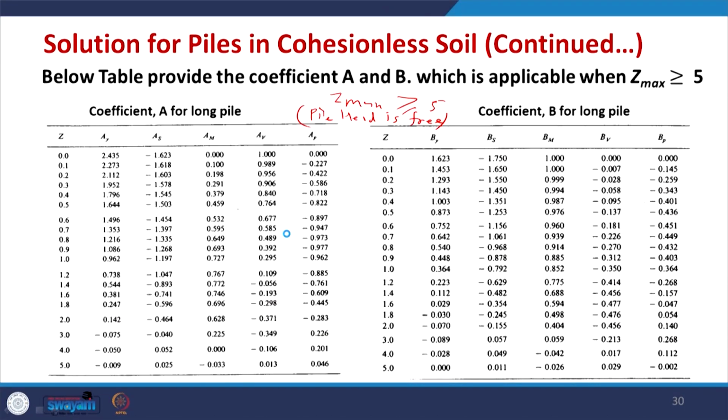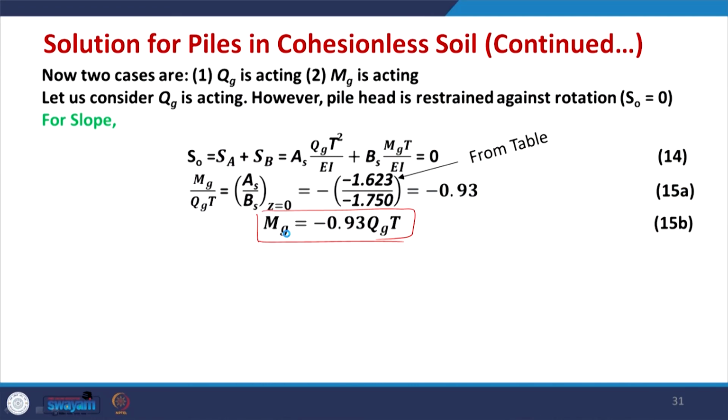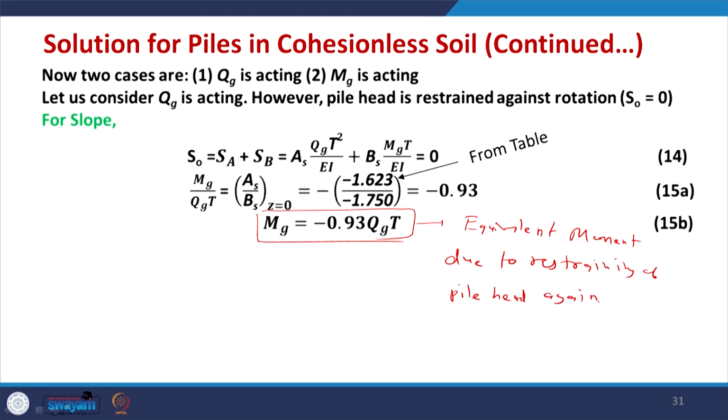In that case we can use the same tables, both table 1 and table 2, even for the condition when the pile head is restrained against rotation. Even though the pile is subjected to lateral load Qg only, we need to use both the tables. So, this is the equivalent moment generated. Mg I can write as the equivalent moment due to restraint of the pile head, and this restraint is against rotation.